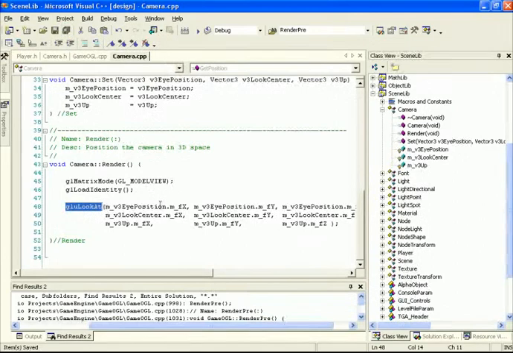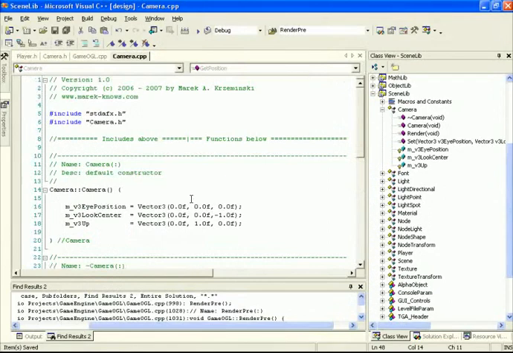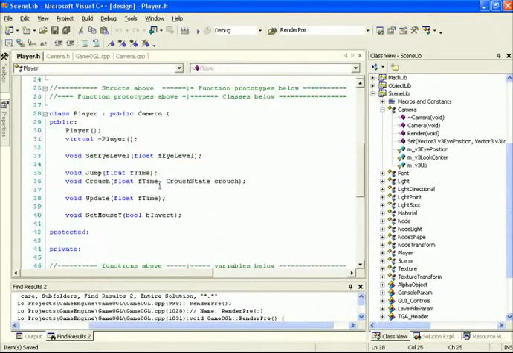Now our camera class is pretty stripped down and easy to use. What we need to do next is go and update our player class. We no longer want to inherit from the camera, so we're going to remove this, and we're going to need to modify some of these functions in here as well.